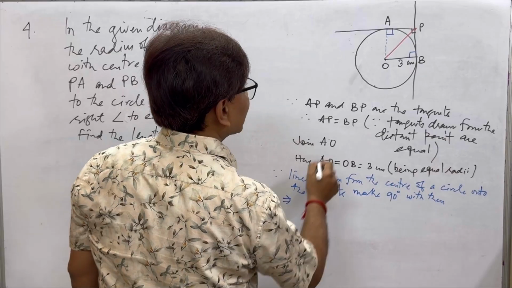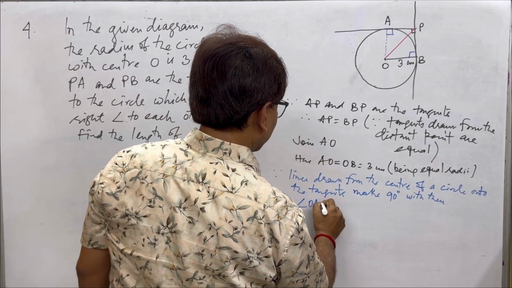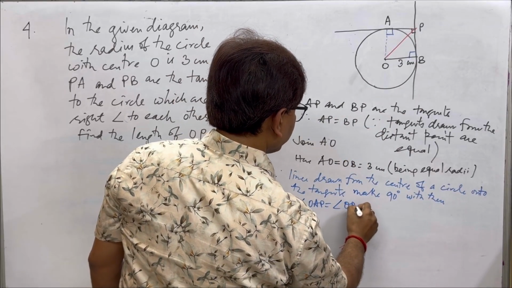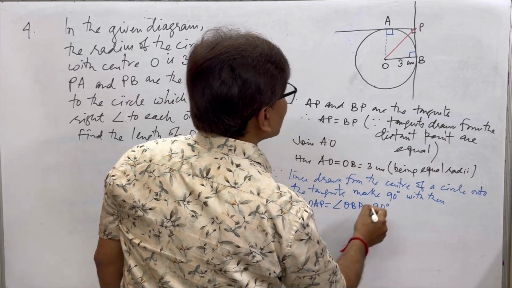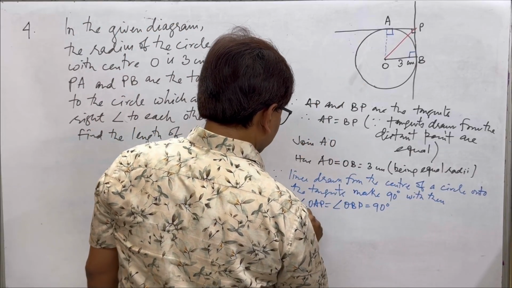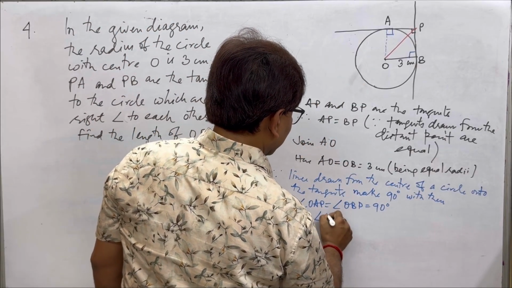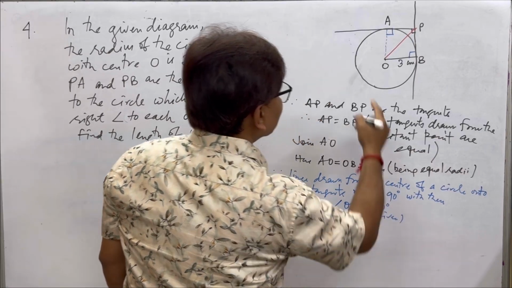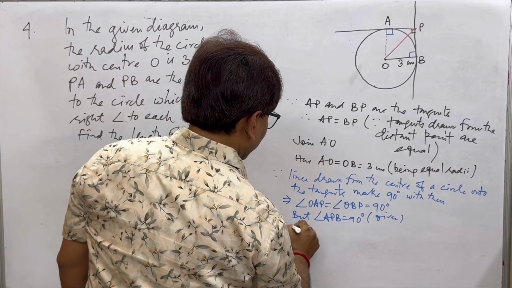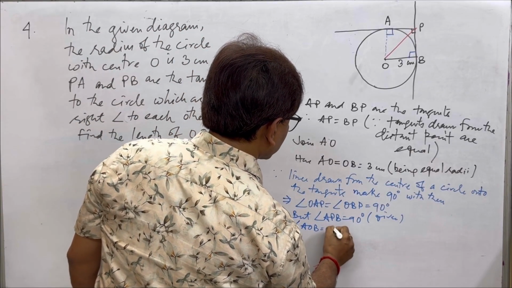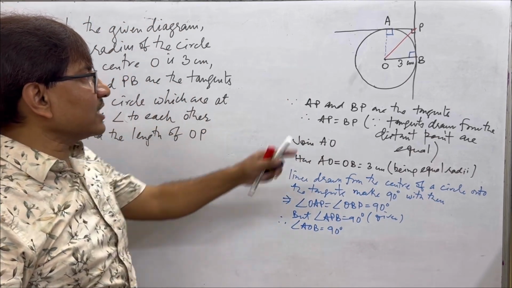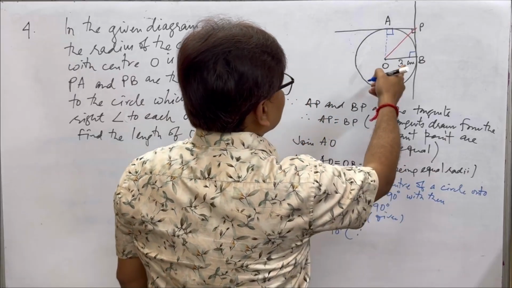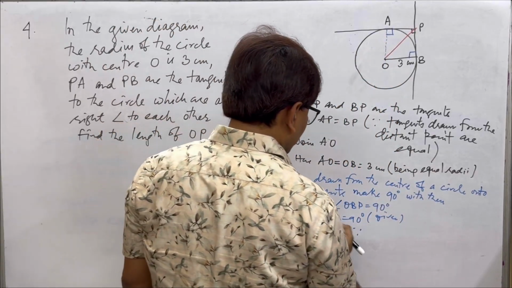Therefore, we can say angle OAP equals angle OBP equals 90 degree. Also given, angle APB equals 90 degree, given already. Therefore angle AOB also equals 90 degree. Why? The sum of the angles of a quadrilateral equals 360 degree, and 360 degree minus 90 plus 90 plus 90, that is 270 degree, so we are getting 90 degree only.